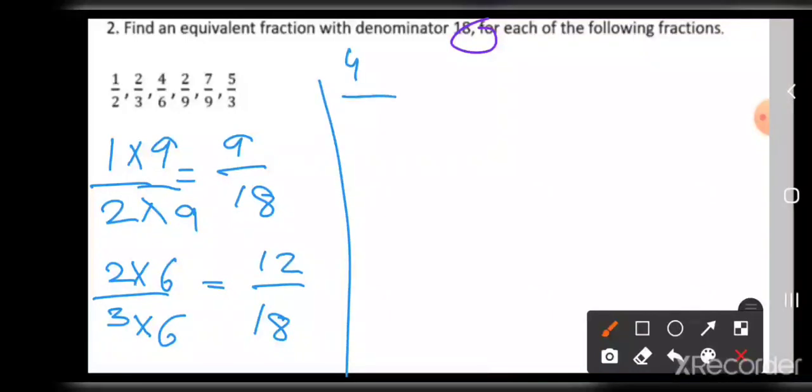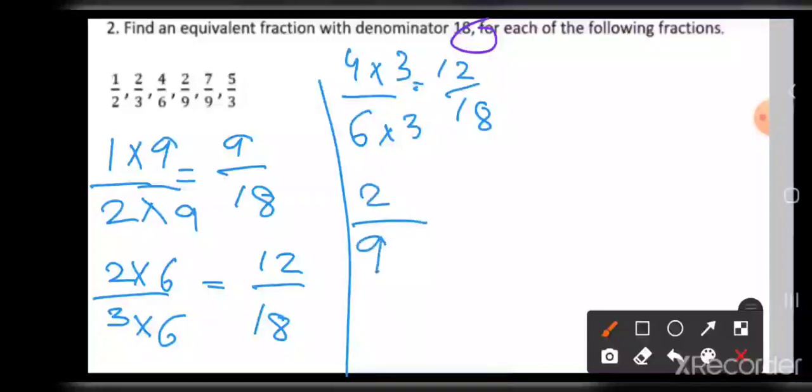Question number 3. 4 upon 6 is equal to dash upon 18. If you multiply 6 by 3, the answer will be 18. 6 threes are 18. Then multiply the numerator also. 4 threes are 12. Question number 4. 2 upon 9 is equal to dash upon 18. If we multiply 9 by 2, the answer will be 18. Then multiply the denominator and numerator. 2 twos are 4.